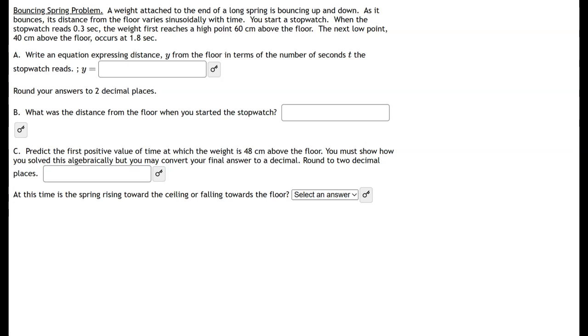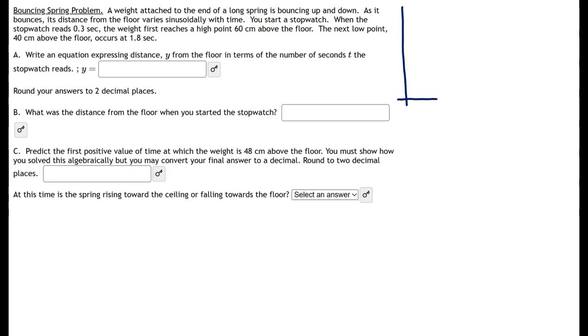All right, this is the bouncing spring problem, and we're given some information about the motion of a spring. We are told we can assume it's sinusoidal, so that means we can use a sine or a cosine wave to model its behavior. And then we're given a couple of key points. We know that when our stopwatch reads 0.3 seconds, the weight is at its highest point of 60 centimeters, and that it hits its low point of 40 centimeters at t equals 1.8.